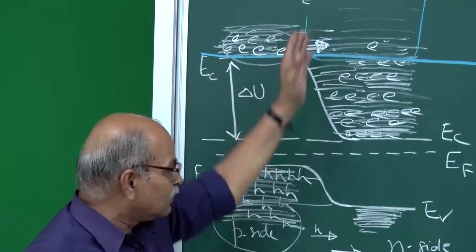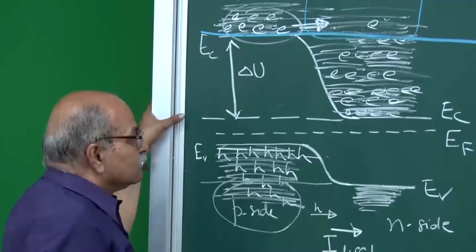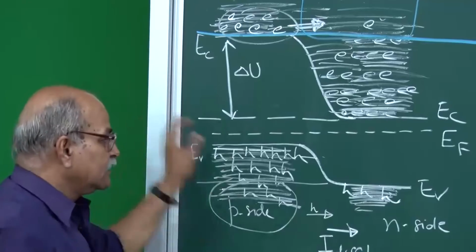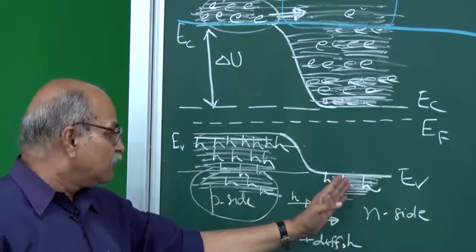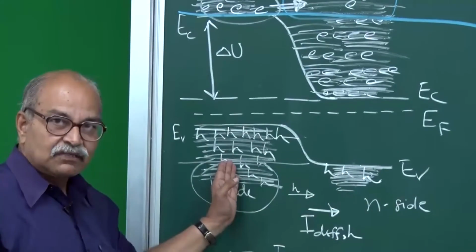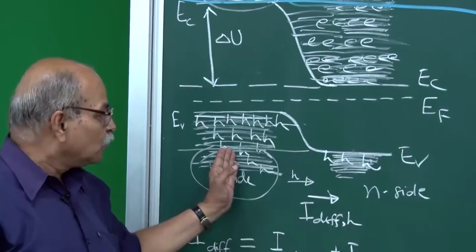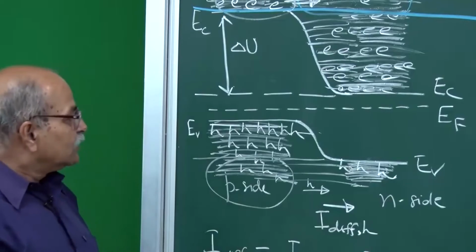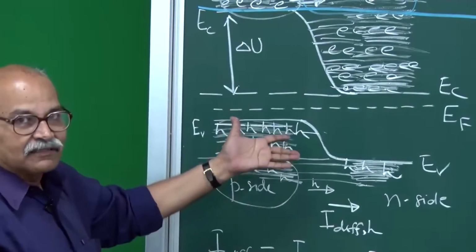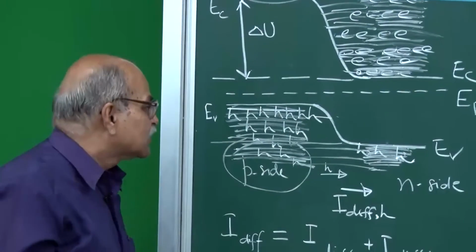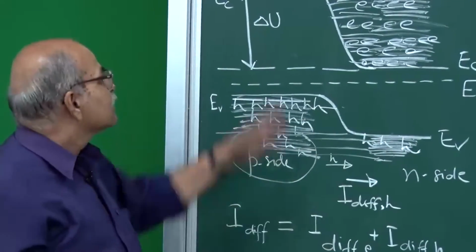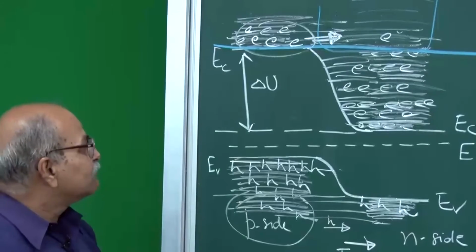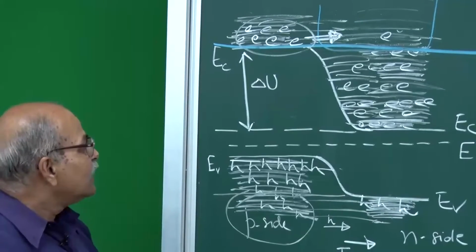And similar is the story for this n side. Here the electrons are in majority and holes are in minority, and these holes are here in the valence band. If they want to go towards this p side, no one stops them, because you have all quantum states available. So this barrier is not a barrier, rather it is something which helps. The electric field pulls them to the other side. So because of these minority carriers, you will have a current.